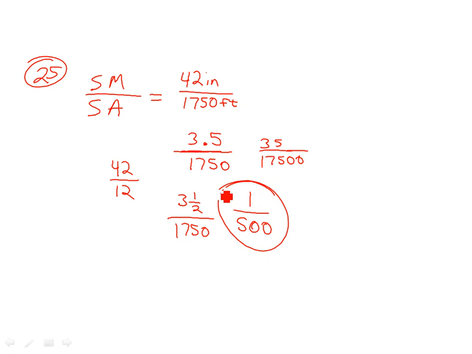So for every foot on the model, how many feet are there on the real bridge? 500. This number right here, if you remember back from earlier in the year, and we're going to cover it again today, is called the scale factor. All right, so that's the scale factor. For every 1 foot in the model bridge, there's 500 feet in the real bridge.